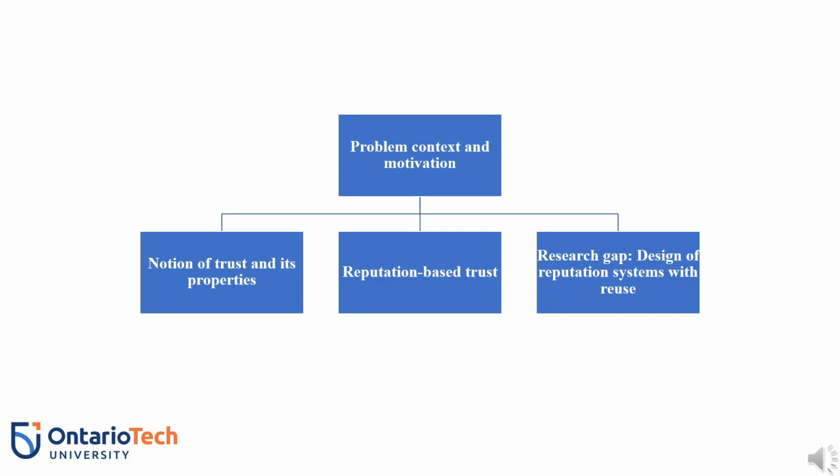The widespread use of the internet has made trust and reputation systems essential for decision making in network environments. In this work, the author has defined trust and its important properties and explained how computational trust models can establish trust. Specifically, they focused on reputation based trust and explored how research in reputation models can benefit from reuse. So, the first is the notion of trust and its properties.